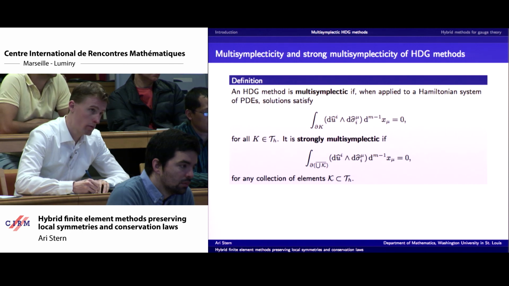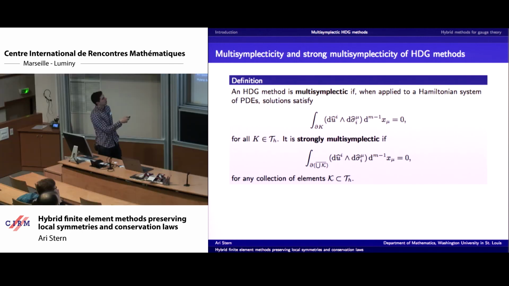Meaning that not only is this conserved per element, but also the conservation law adds up properly in some sense. So I can take, well, not arbitrary subdomains as in the continuous setting, but I can take arbitrary subdomains with the requirement that I'm not taking fractions of a simplex.